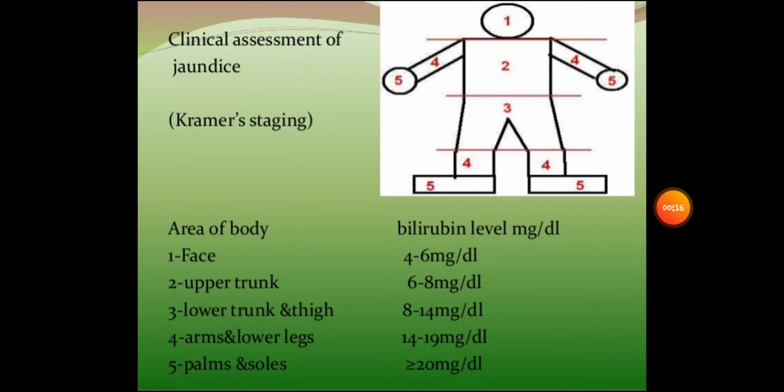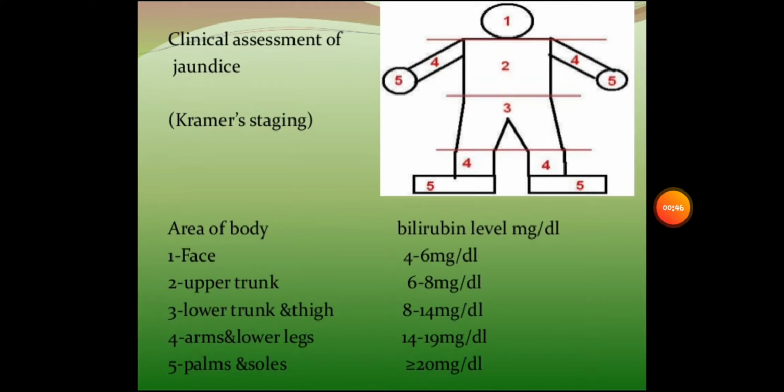Clinical assessment of jaundice, by area of the body. So the face: you'll see discoloration of the face when bilirubin levels reach 4 to 6 milligrams per deciliter. Discoloration of the skin of the upper trunk when bilirubin levels reach 6 to 8 milligrams per deciliter. Lower trunk and thigh when bilirubin levels get to 8 to 14 milligrams per deciliter.